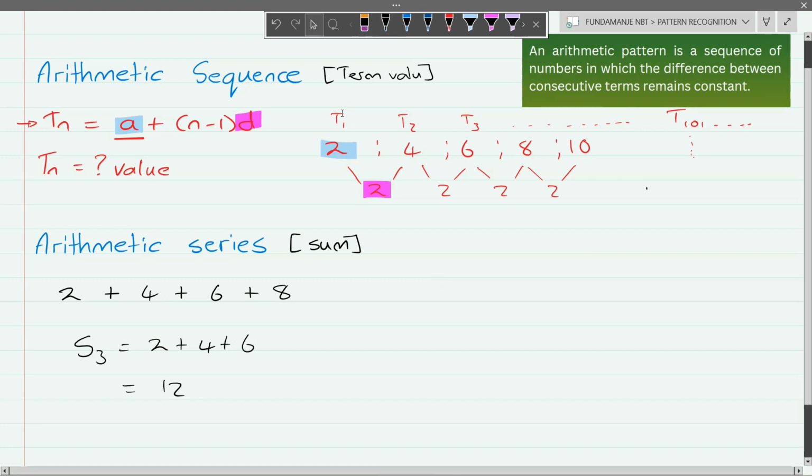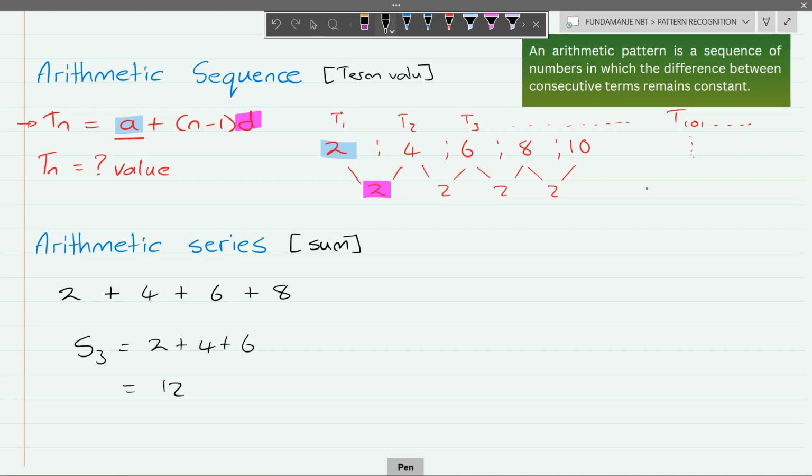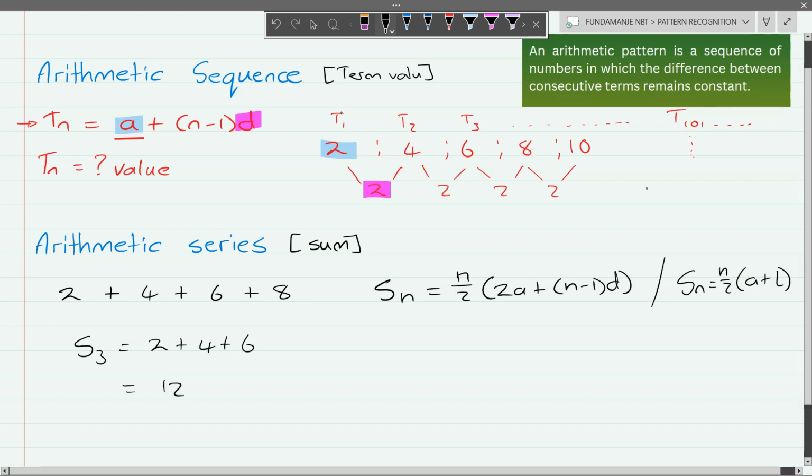Now, how do we find the sum of a given pattern? Let's say we want to find the sum of the first 1,000 numbers of this pattern. What we would need to do is use the following formula: n over 2 times (2a plus (n minus 1)d). Or, given that you know the value of the last term, you can use n over 2 times (a plus l), where l is the value of the last term.